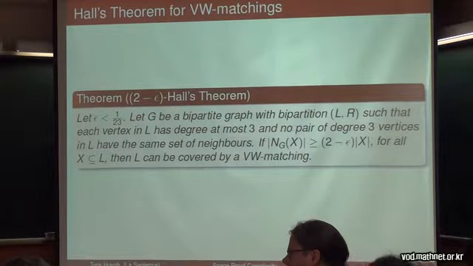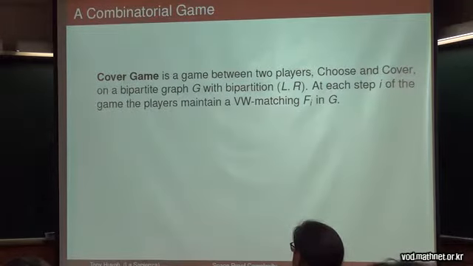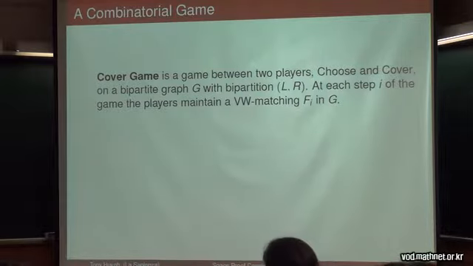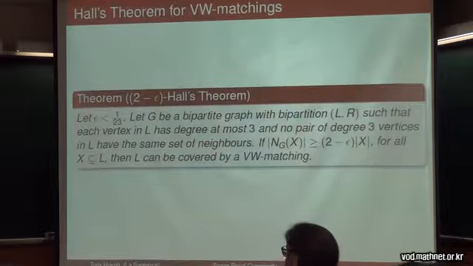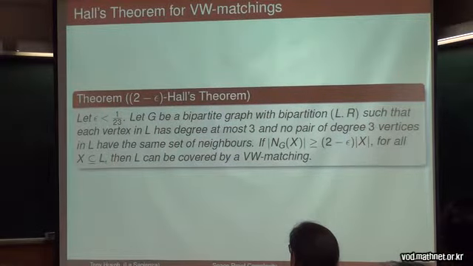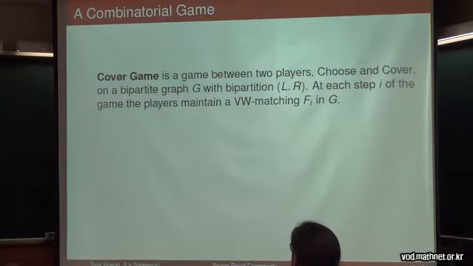All right. So why do we need this theorem here? Right, so in order to get these lower bounds, we essentially get them by some combinatorial game, right? So you've got this combinatorial game where there's two players, choose and cover. So cover is trying to cover things and choose is choosing things. So this game is played on a bipartite graph. At each step of the game, there's a VW matching that's being maintained.